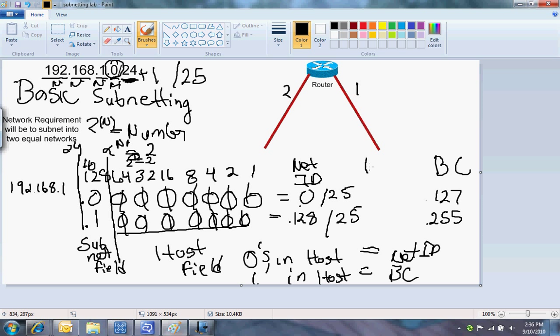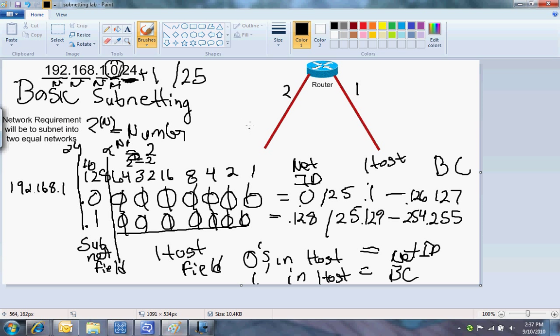Now, my host range will be very easy to figure out. It's going to be 1 greater than this number and 1 less than this broadcast. So, the host range for the first network is 192.168.1.1, and the last available host address is 192.168.1.126. Now, for the second network, it's going to be 1 greater than the net ID, so it'll be .129. And the last available will be 254. Now remember, all of these addresses now have a prefix notation of 25.